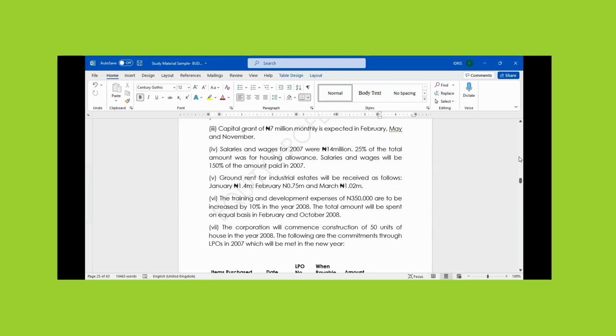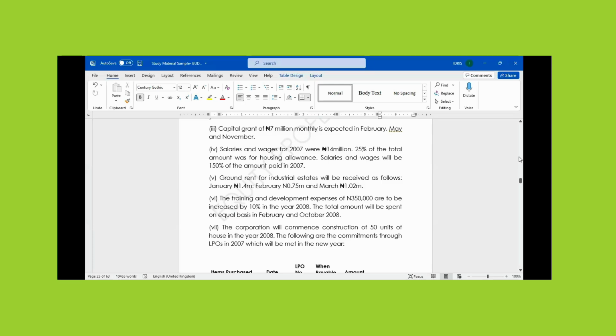which is not the correct one, they will first of all say 25% of 14 million, they will remove that 25% from 14 million. The balance, they will now find 150% on it. It will not work like that. You will spoil it. Though if you do it like that too, you may get the answer.